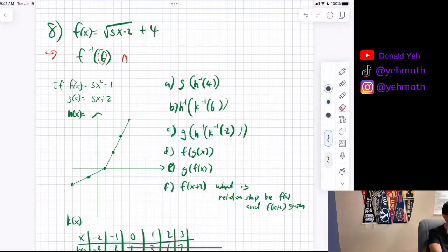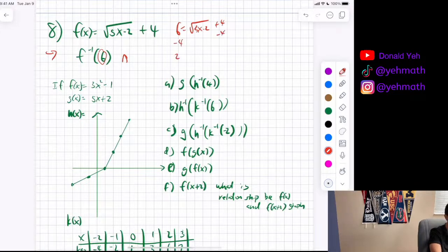6 is the y value on the original function. So it'd be 6 equal to square root of 5x minus 2 plus 4. I subtract 4 on both sides. This is solving an equation from before, and this type of question is always on the SAT, by the way. But you can also graph it. So, 4 equal to square root of 5x minus 2. And you can plus 2, that's 6 equal to 5x. x is equal to 6 over 5. So that's equal to 6 over 5.